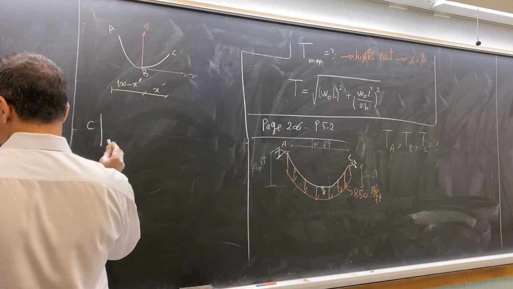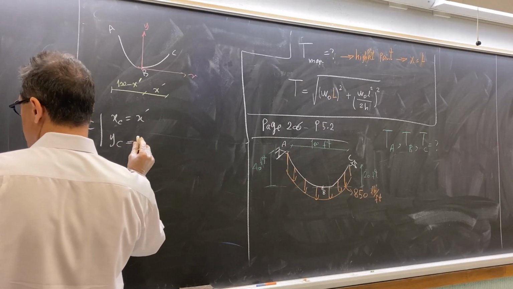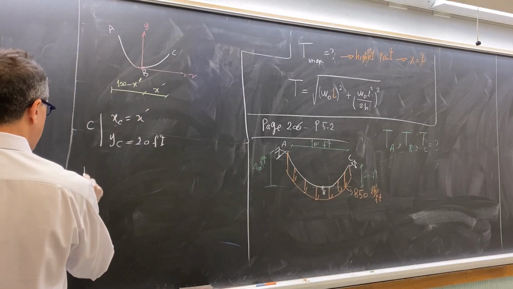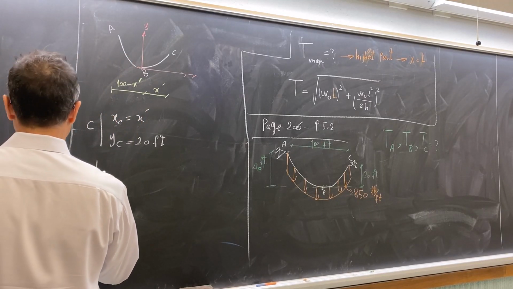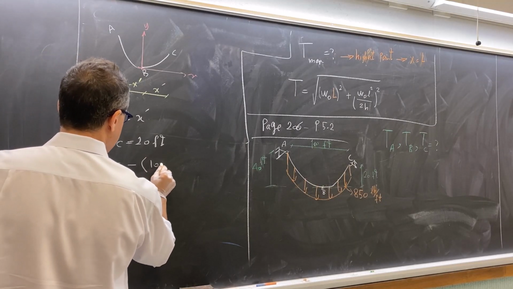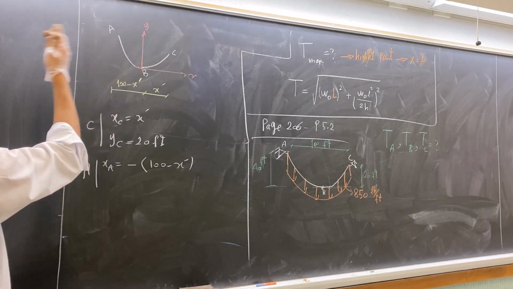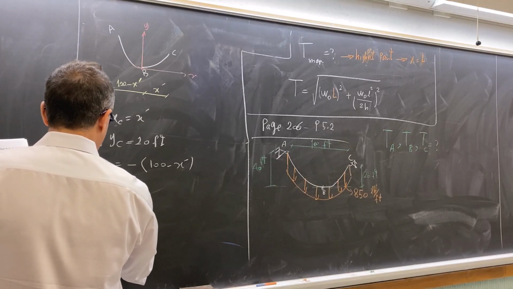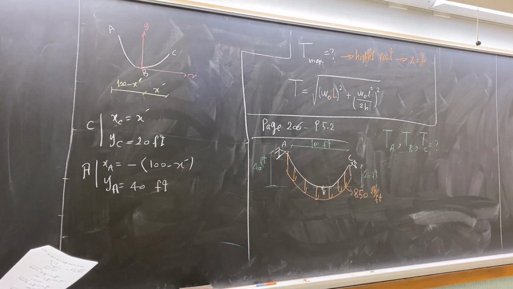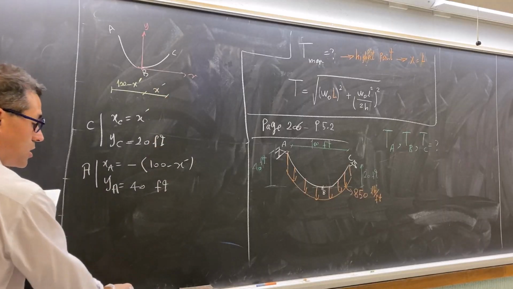So when it comes to point C, we write the coordinate. For point C, X is X prime. For point C, Y is 200 feet. It is given in the question. And for point A, X is minus 100 minus X prime. I say minus because of the coordination system. Point A is at the left side of Y. Y for point A is given in the problem. It is 40 feet. And for B, of course, X and Y are 0 because B is just the origin.